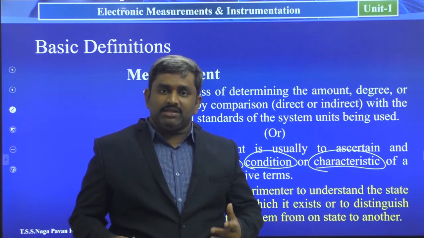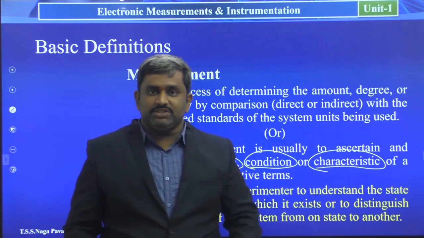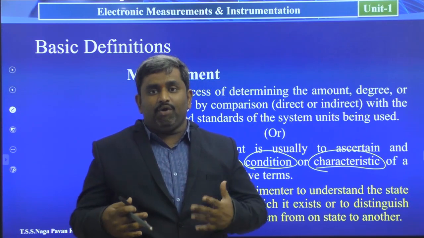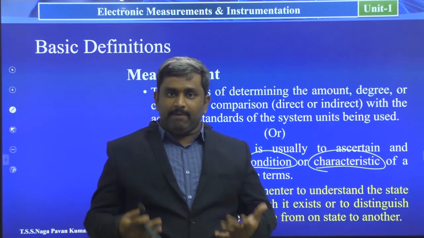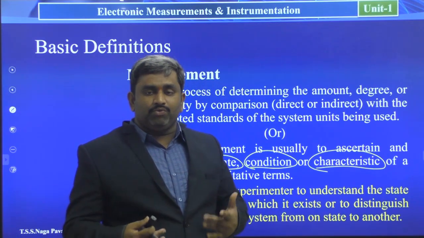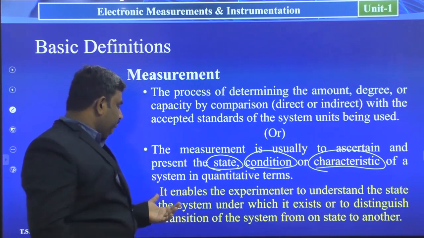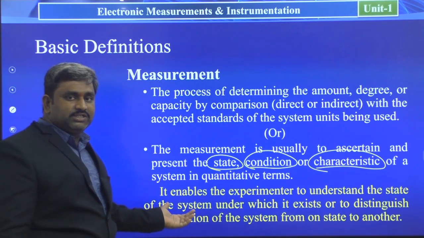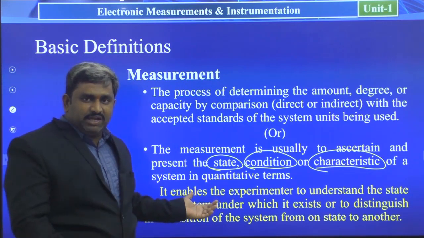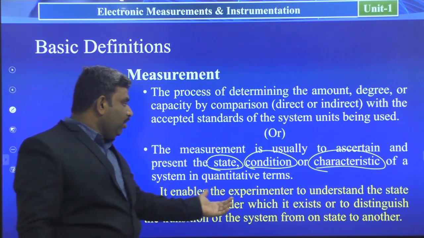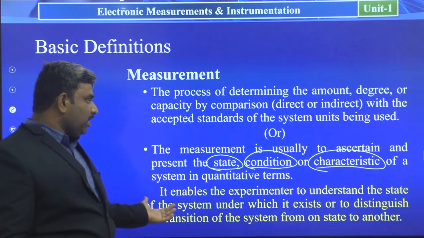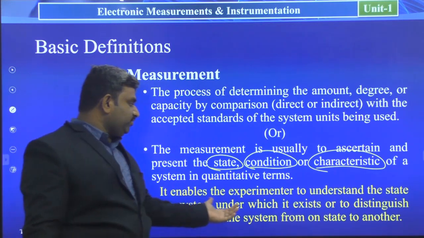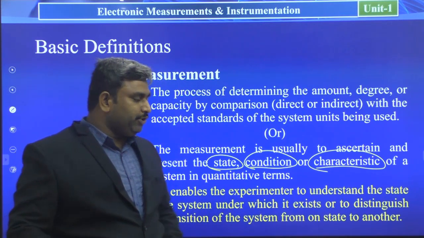Right? That means if you know the characteristics of a system, we will decide what we have to do. Okay, with the help of measurement, what we have to do, that we will decide with the help of measurements. It enables the experimenter to understand the state of the system. That means we can understand the system, what is its behavior, which it exists, or to distinguish the transition of the system from one state to another.